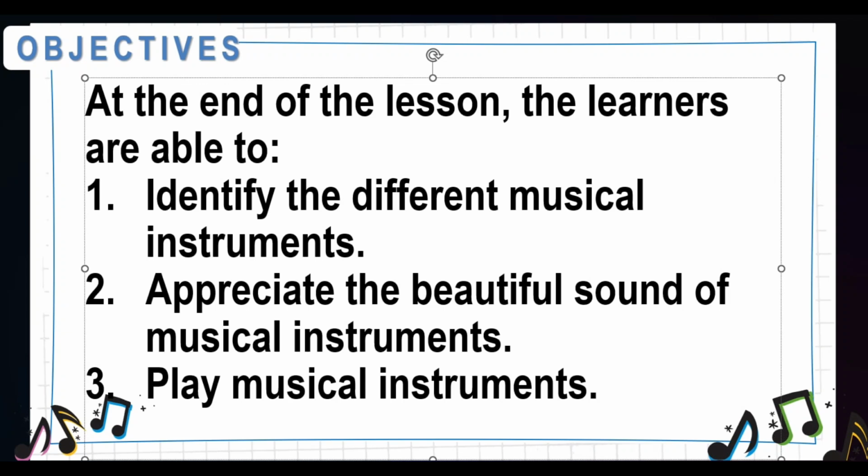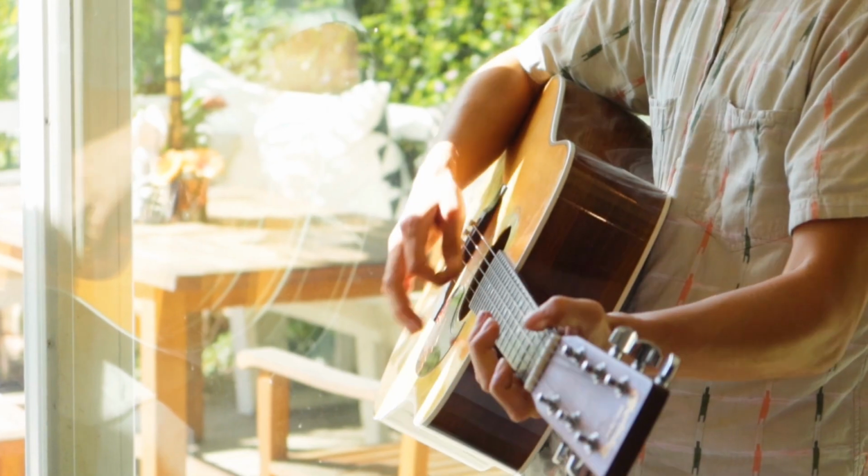Lesson objectives: at the end of the lesson, the learners are able to identify the different musical instruments, appreciate the beauty of sound of musical instruments, and play musical instruments.